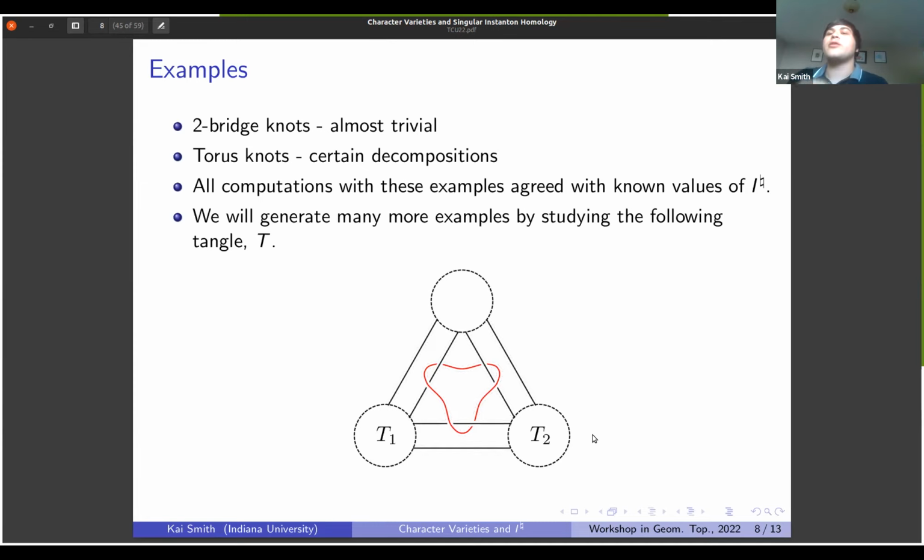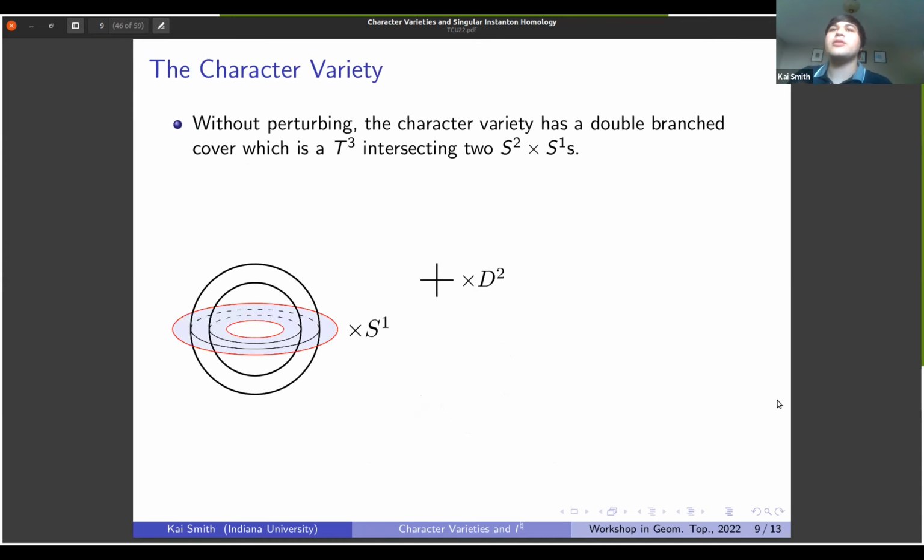But once we understand that, we can plug in 2 tangles, here and here, to get a normal tangle with 1 boundary component like the ones we were looking at before. So I'll give a brief rundown of what this character variety looks like. So the first thing to say is that we're going to really look at the double branch cover of the character variety, but all the interesting stuff happens far away from the branch points. And so that's kind of good enough for now.